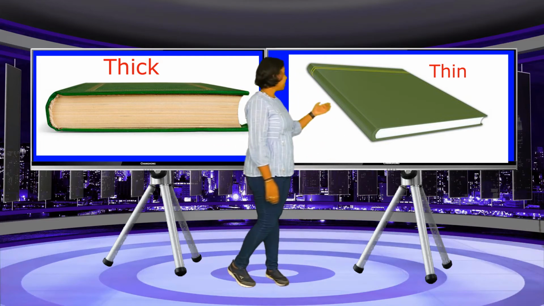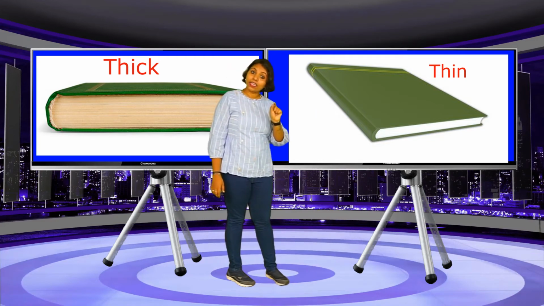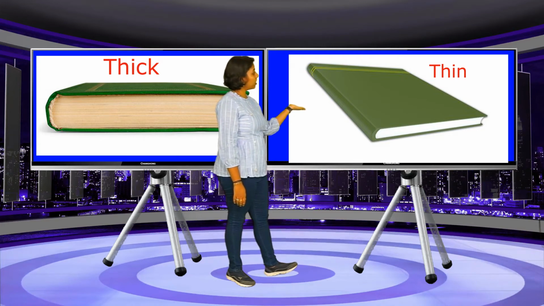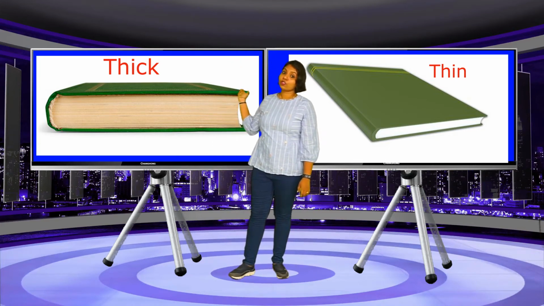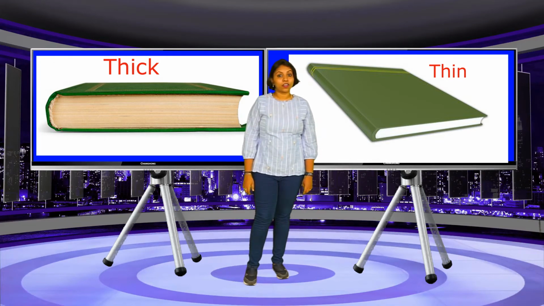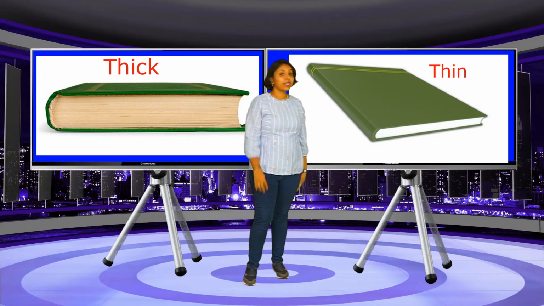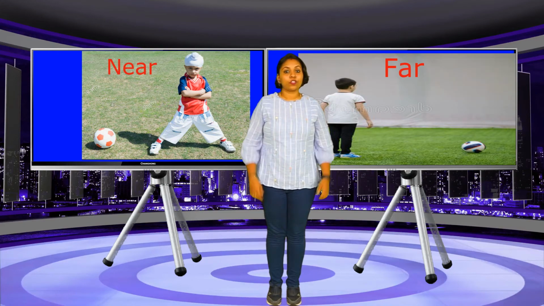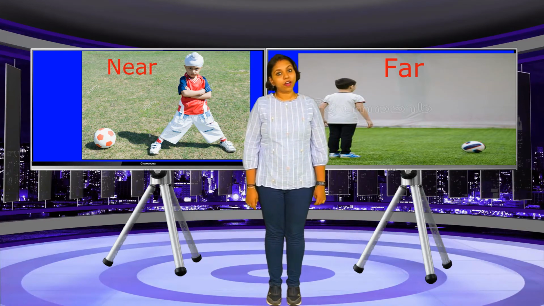And you can see here, this book is very thin. It has very less pages, right? So this is thin book. This is thin book and this is thick book. So which comparison we are going to learn here is thick and thin. This book is thick and this book is thin. So the next topic we are going to learn about the comparison is near and far.